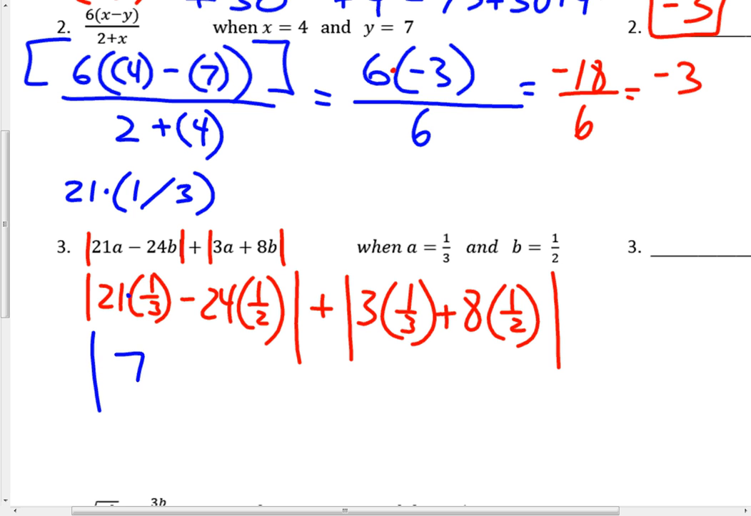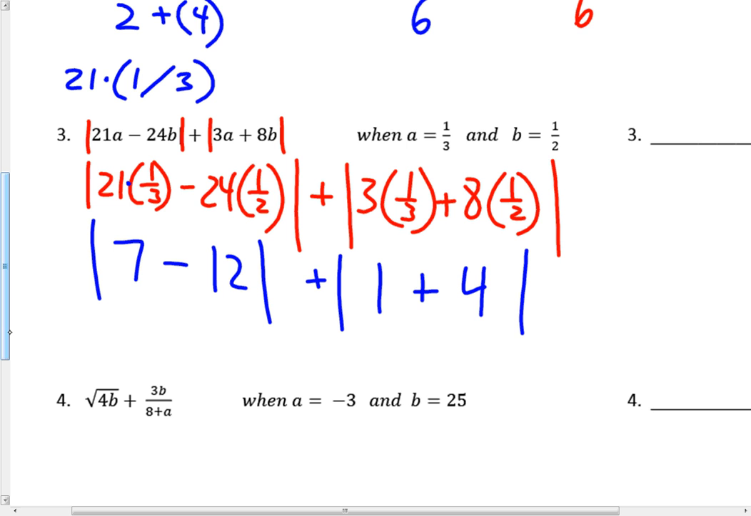All right. How about 24 and 1/2? 12. How about 3 times 1/3? 8 times 1/2. Take a look. Some people did 21 times 3. But it's not 21 times 3, it's 21 times 1/3. So they ended up with big numbers instead of little numbers.